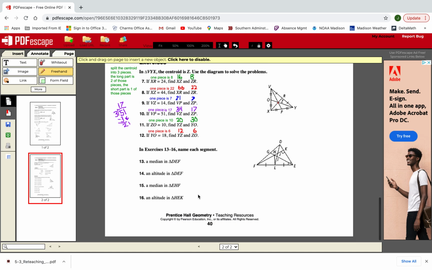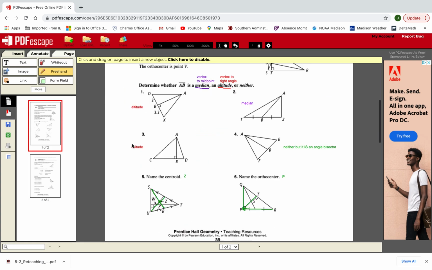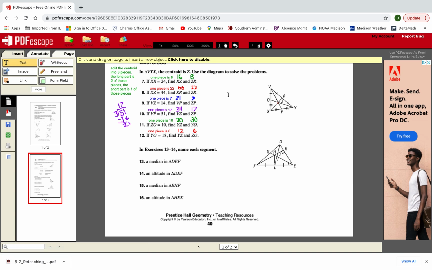All right, so in exercises 13 through 16, I want you to name each segment. Okay, so this is just a naming exercise. Let's finish with purple. All right. So 13 wants a median in triangle DEF.